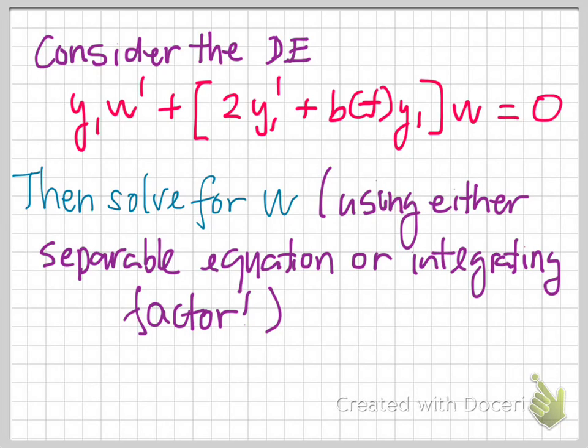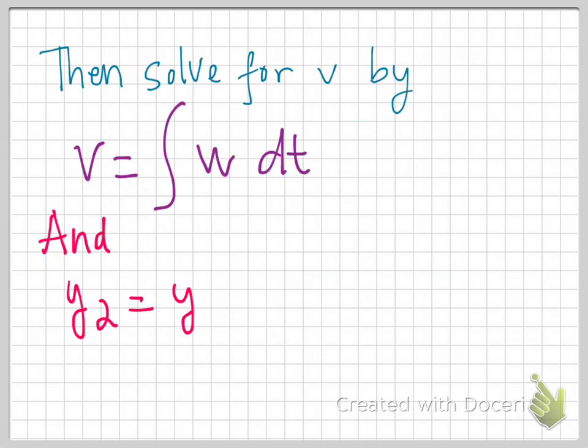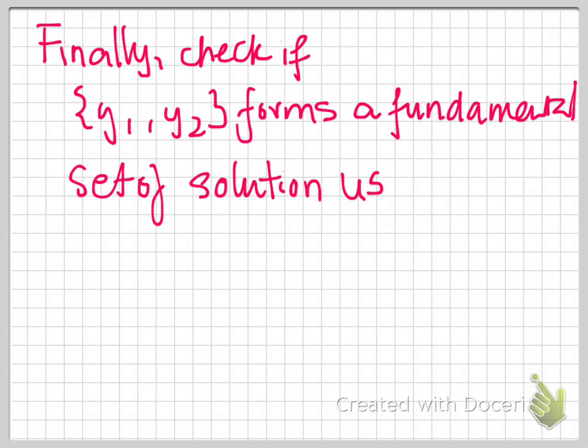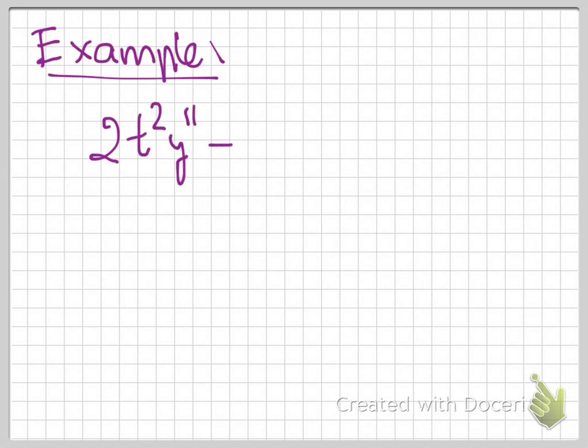Now we can solve for w. You can use either a separable equation or integrating factors, whichever method you are more comfortable with. Once you solve for w, you integrate w with respect to t to get v. Once you get v, an easy step is to multiply v by y1 to get y2. And once you have y1 and y2, you should check if y1 and y2 form a fundamental set of solutions using the Wronskian determinant. Let's look at an example.